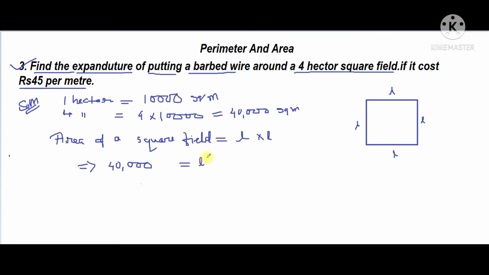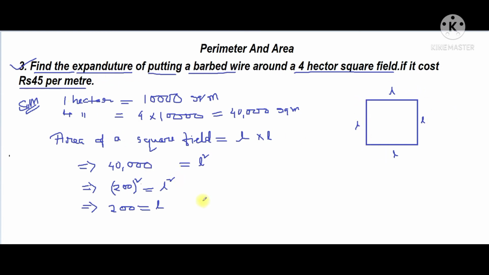Here length into length means L into L, that is L square. This 40,000 has four zeros, so it will take only two zeros in the root, and 2 square means 4. So 200 whole square is 40,000. So L square equals 200 square, and 200 square means 40,000. So now L equals 200, the squares cancel out, then the length is 200.